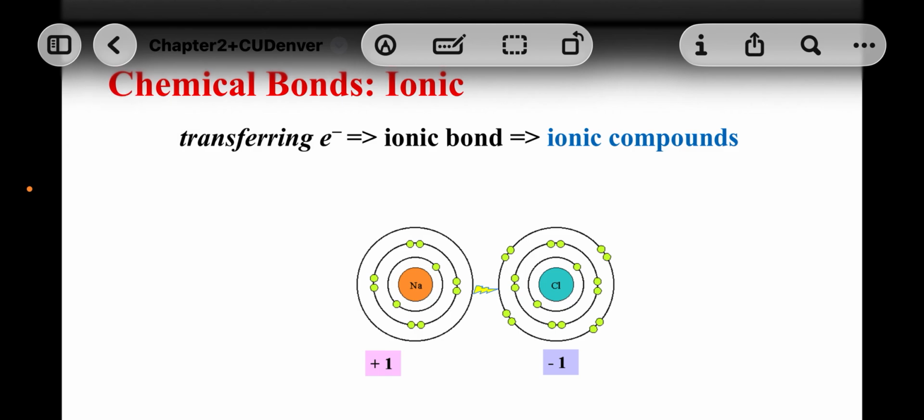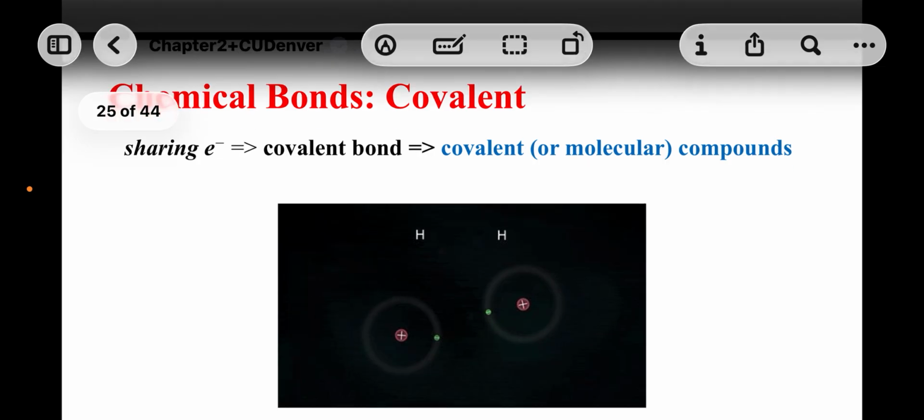When metals and nonmetals combine through electron transfer, they form ionic bonds and create ionic compounds. The naming rules are straightforward. Name the cation first, then the anion with the "ide" ending, as in calcium chloride. Formulas must be electrically neutral, so the charges must balance.